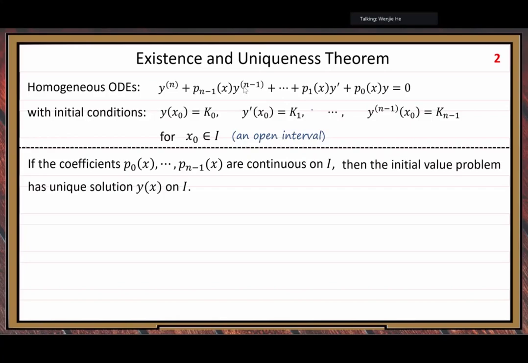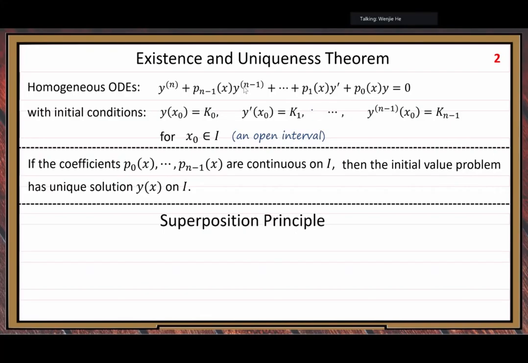The initial value problem has a unique solution y of x on I. Pretty simple. Has, that's existence: it must have a solution. Second, the solution must be unique. So both existence and uniqueness. This is a generalization from second order. It can be proved, but here we do not need to spend time on the proof.